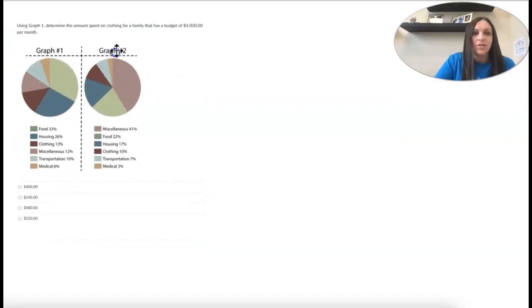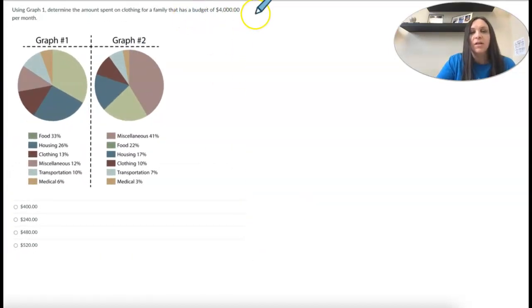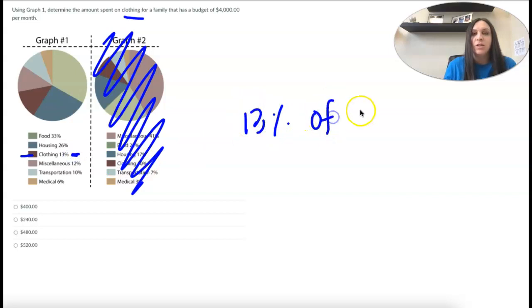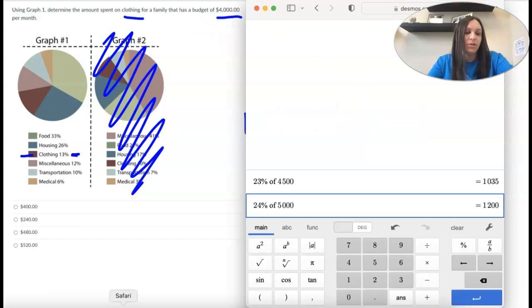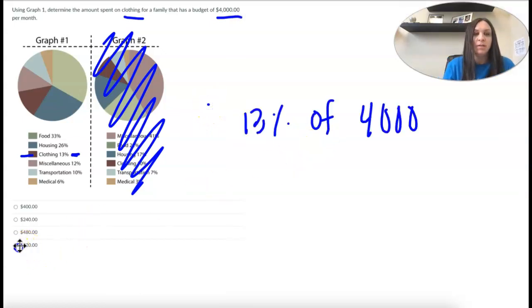Alright, this question says, using graph number 1, determine the amount spent on clothing for a family that has a budget of $4,000 per month. So using graph 1, and we're looking at clothing. So the clothing budget is 13%, and the budget is $4,000. It's right here. So let's figure out 13% of $4,000, which is $520. So that's their budget amount for clothing.